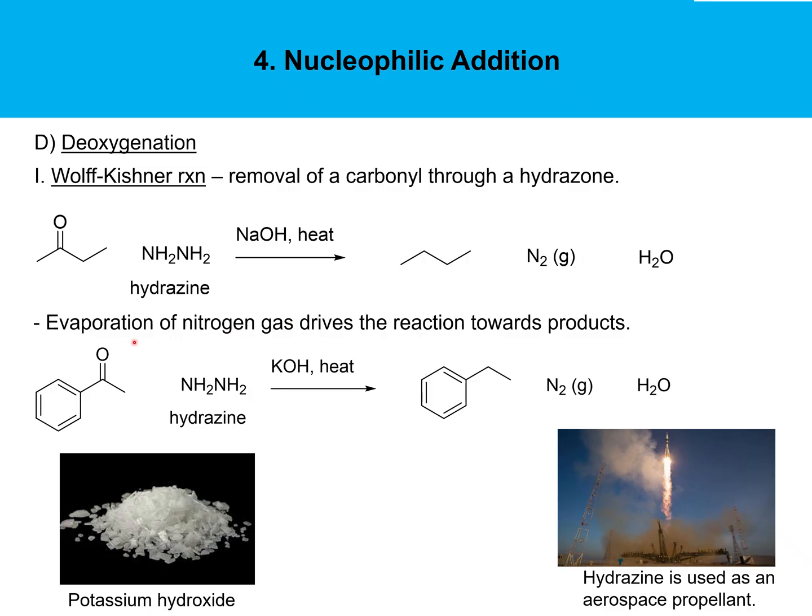Note that evaporation of this nitrogen gas essentially turns the reaction into an irreversible reaction, since it will be difficult to capture the nitrogen gas after it has evaporated. In the second example, we're using acetophenone reacting with hydrazine, again under basic conditions while heating, which will remove the carbonyl completely and produce nitrogen gas and water as byproducts.